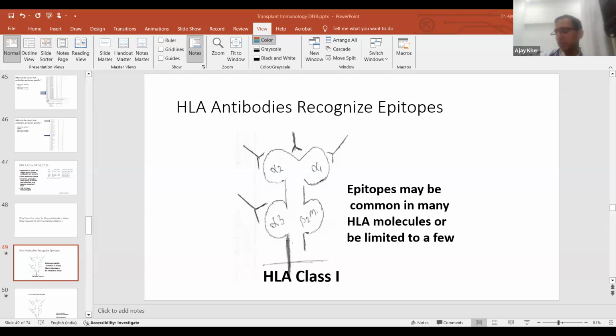If, let's say, the recipient has BW4 and BW4, and they got a transplant in which the donor had a BW6, they may make antibodies against BW6. That will then rule out probably 30 or 40% of your potential donor pool. And so that can be a very big common epitope that someone may make antibodies against.